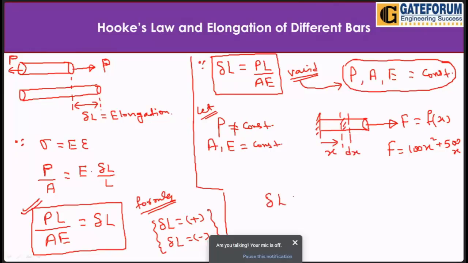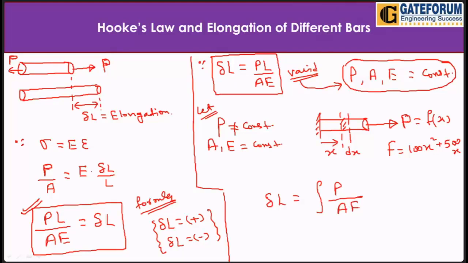And what is the value of delta in this situation? Same thing, PL by A into E. But instead of force P, here we have a function of x. L will be replaced by dx. So we write the function of x times dx divided by A into E, and integrate from 0 to L, where L is the length of the rod. In this way, we get the change in length, delta L, or elongation, for this type of bar where load is not constant.